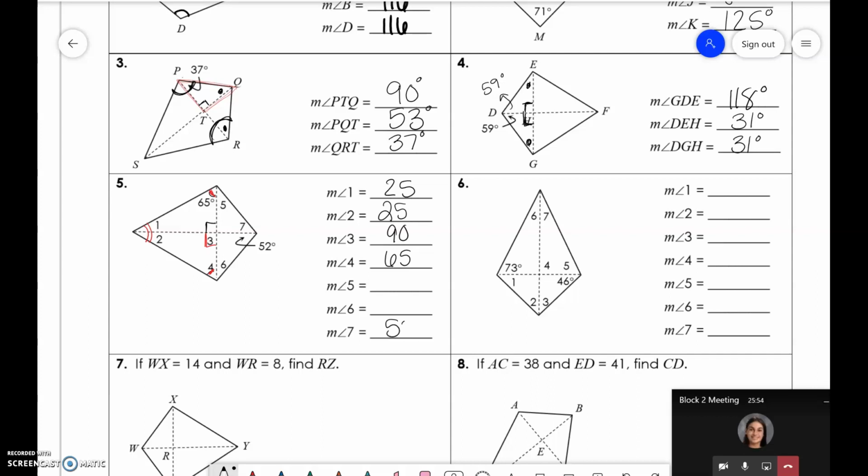So we know angle 7 is 52. And we can find angle 6 because 180 minus 90 minus 52 is going to get us 38, which is the same thing as angle 5. Sound good?